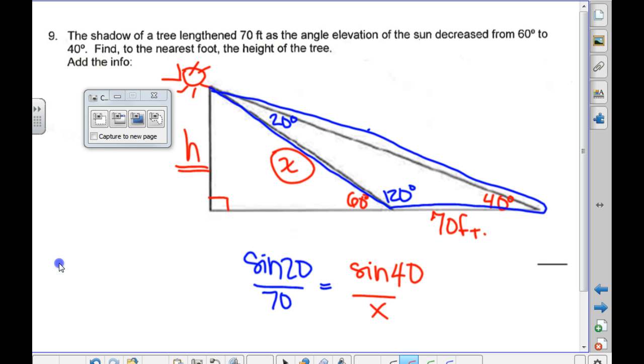Did I answer your question, Austin? Yep. Then you just do it on the bottom, right? It's sine 20 over 70 equals sine 40 over x. Once you find x right here, this will give you x, but then it wants the height. So you have to do something to find the height after that.